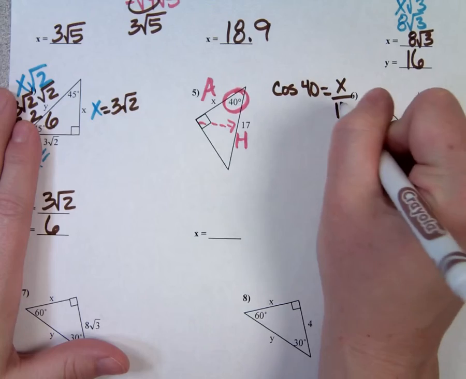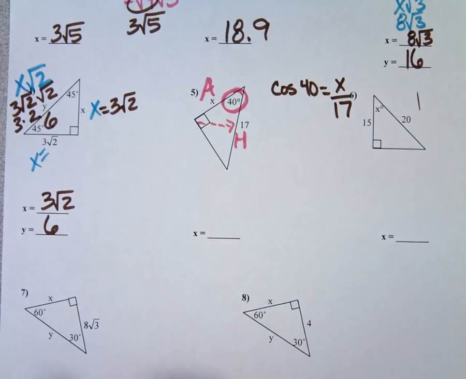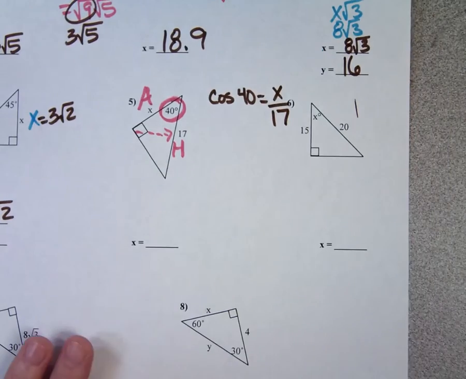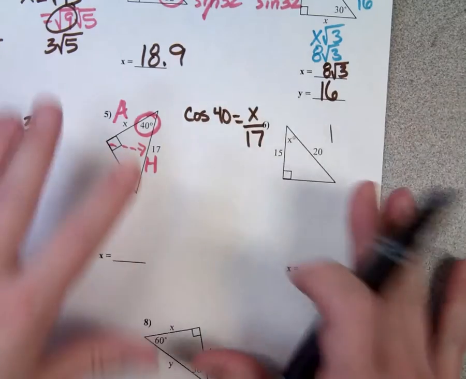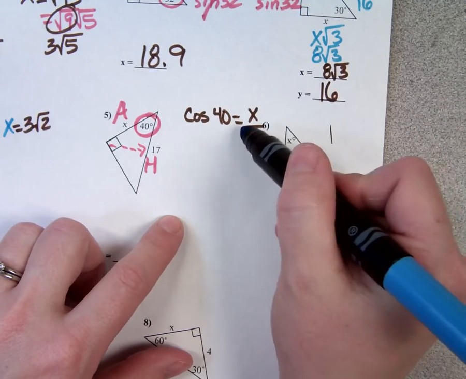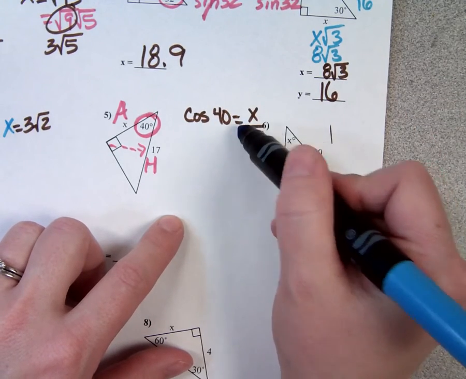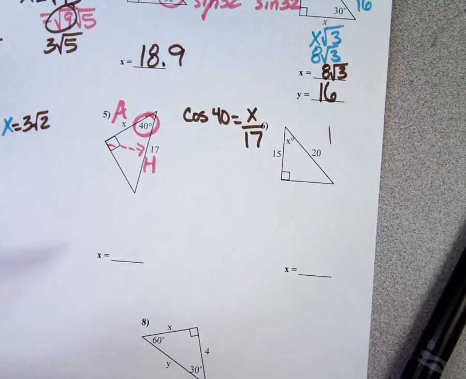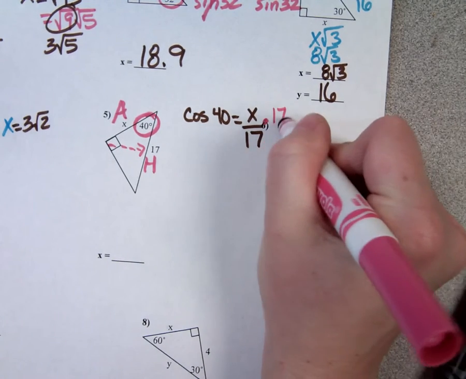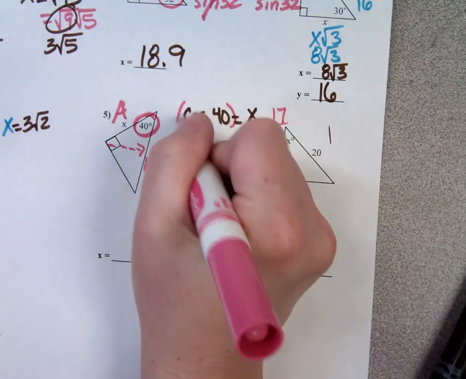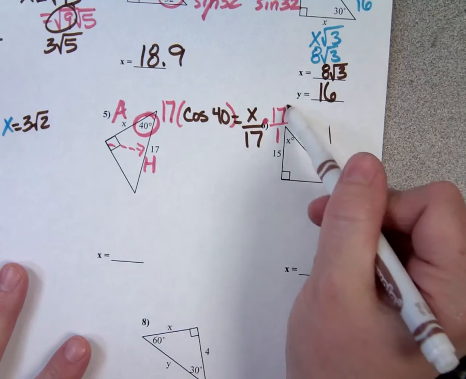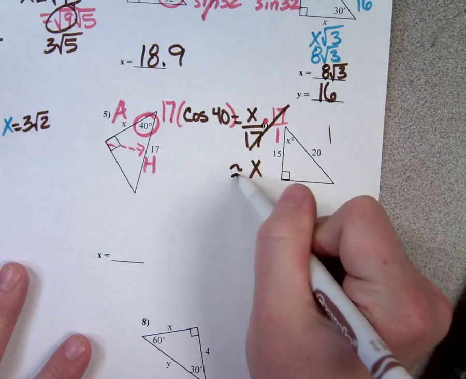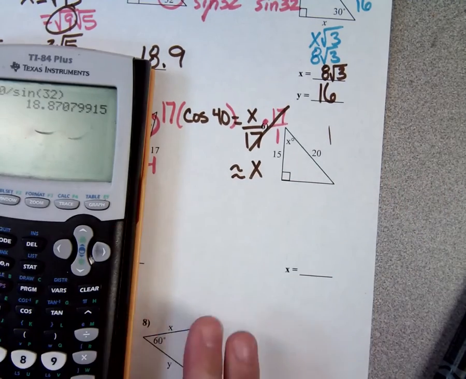X over 17. Okay, this is the kind that I like the most. X is on top, so it's not like the one we did up here. In that one, X was on the bottom, so I had to multiply to pop it up. This one I like because X is on top. So all you do is get rid of the division by 17. How do you get rid of division by 17? Multiply. So I multiply the right side by 17, which means I have to multiply the left side by 17. The 17s on the right-hand side cancel, leaving X. And on the left-hand side, I just put that in the calculator.